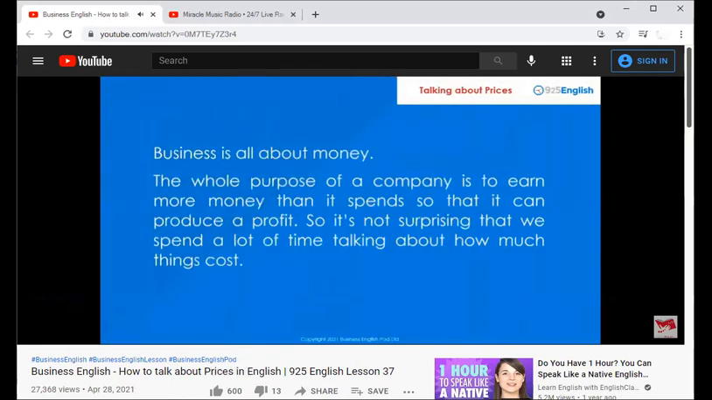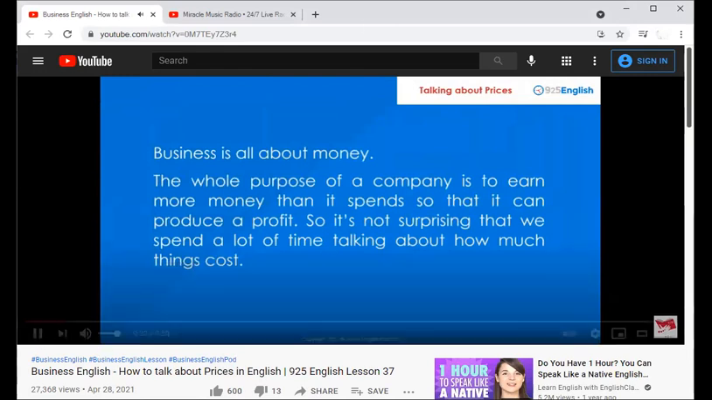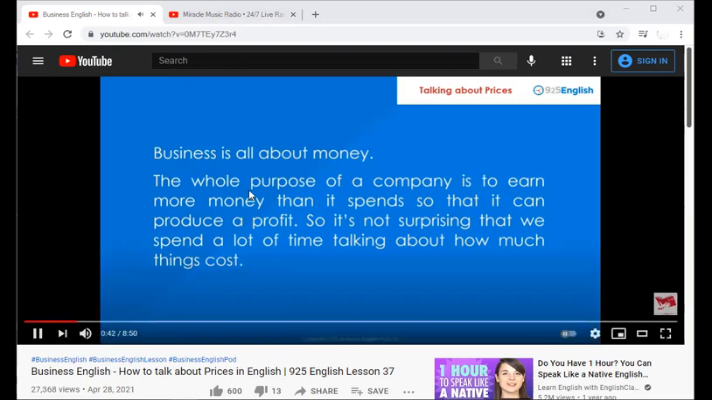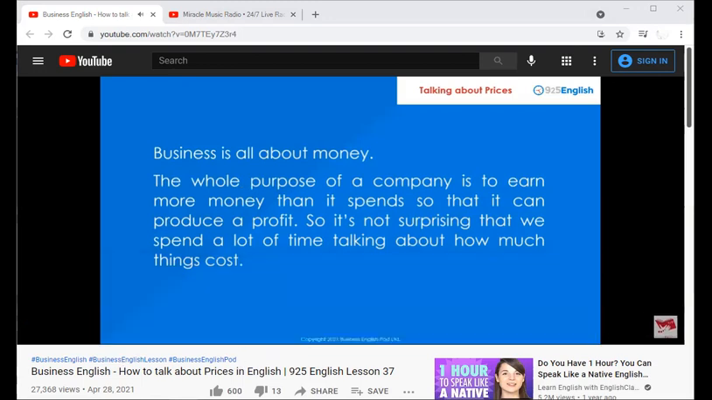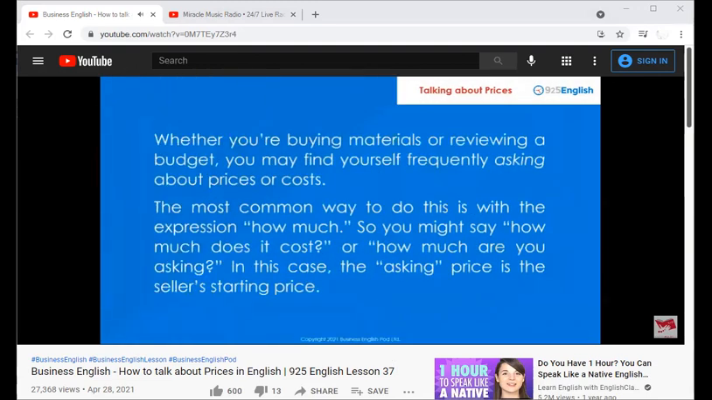Business is all about money. The whole purpose of a company is to earn more money than it spends so that it can produce a profit. So it's not surprising that we spend a lot of time talking about how much things cost. Whether you're buying materials or reviewing a budget, you may find yourself frequently asking about prices or costs.